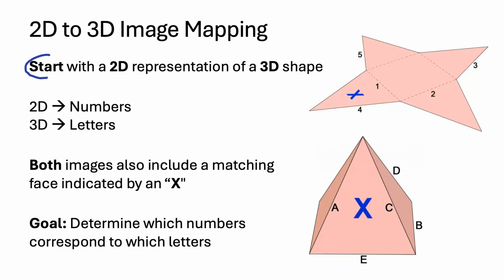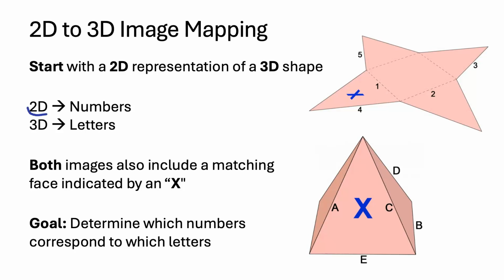So again, you will start with a 2D representation of a 3D shape, and that's what we see here on the right. This is a practice level example, so a little bit simpler than what you'll see on the test. In the top portion, we can see the first image, which is the 2D representation. And below it, you can see the corresponding 3D shape.